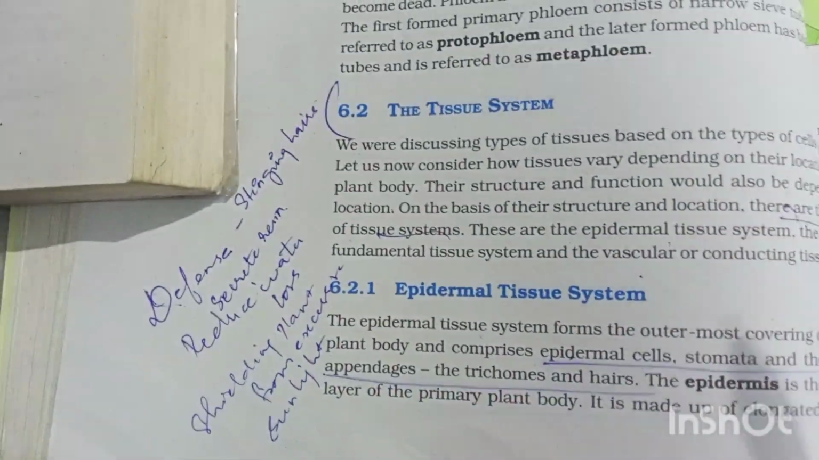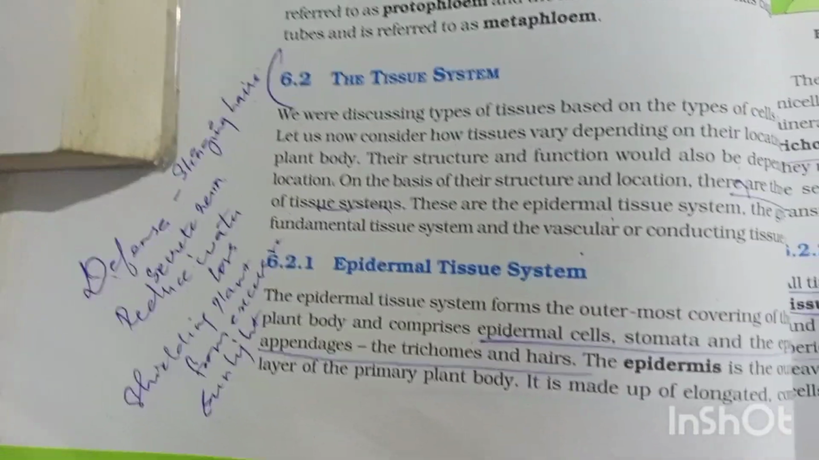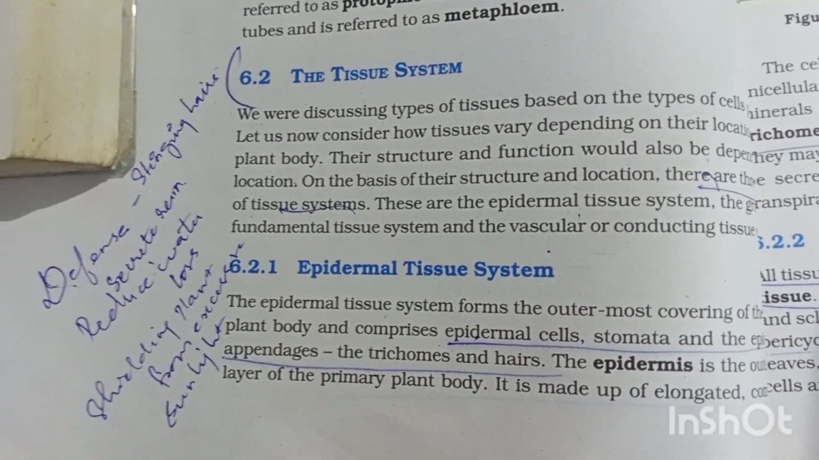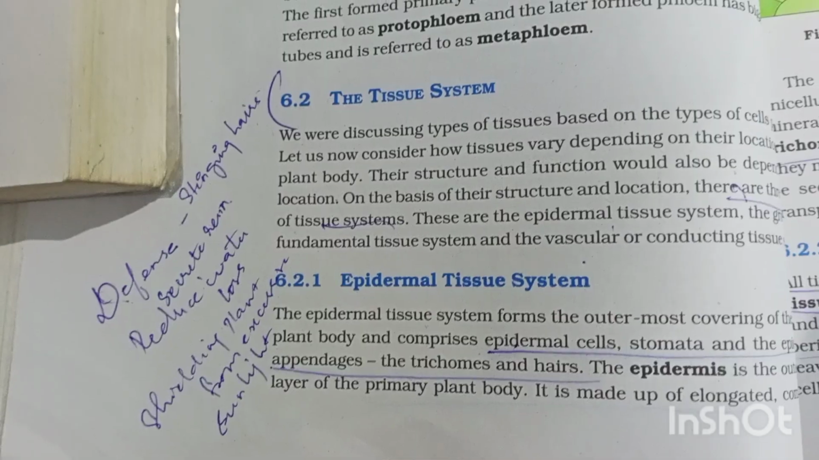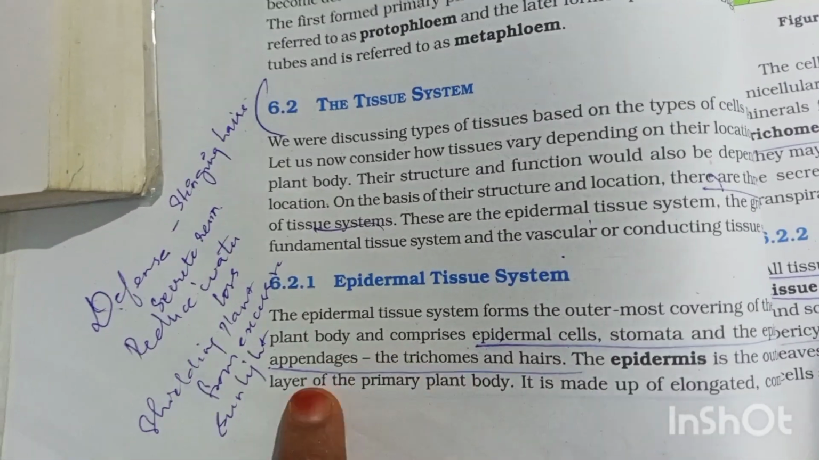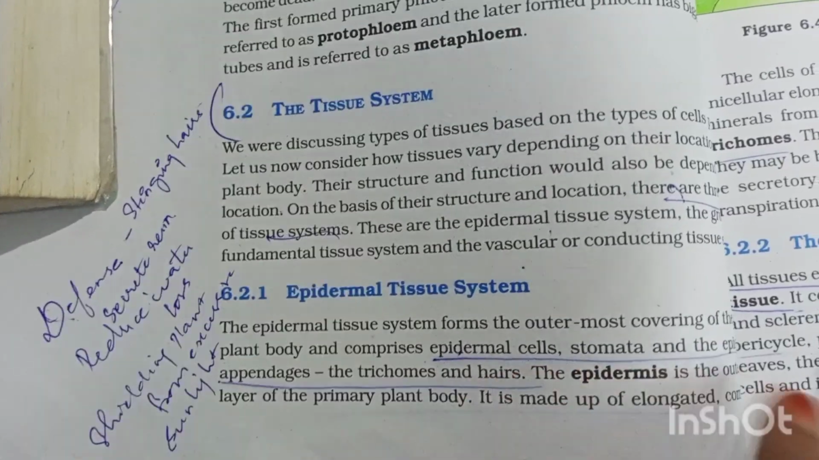It acts as a defense, as well as it reduces the water loss to the environment, and it will shield the plant from excess sunlight. So these are the functions of this extra appendage, trichome. So extra structure, that is appendage trichome. So this is what is given.